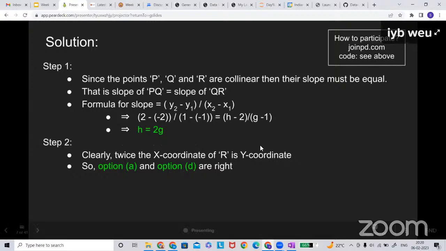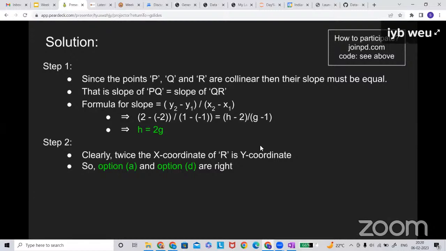Hello. The best way to solve this problem is that the area of a triangle is 0. Yes, that is also a good one. If these points are collinear, then the area of the triangle created by these points should be 0. Using that, you can also do it.